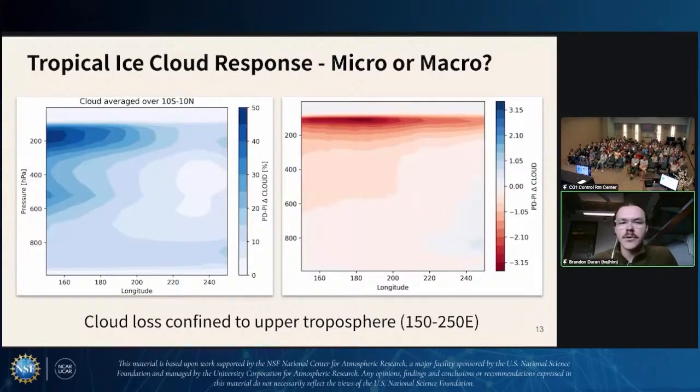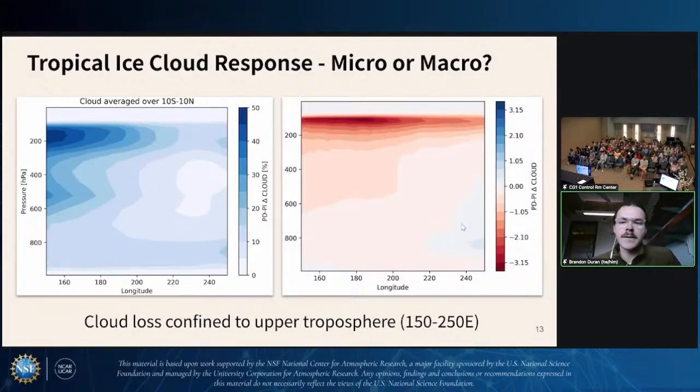So what I'm showing here are longitude and pressure plots over the tropical Pacific, 10 south to 10 north. To orient the picture, on the left we're seeing the pre-industrial control cloud in the model, and on the right we're looking at the change in cloud. And so you can see that this warming effect that's happening in the tropics is largely coming from a pretty strong reduction of high clouds over the western and central Pacific.